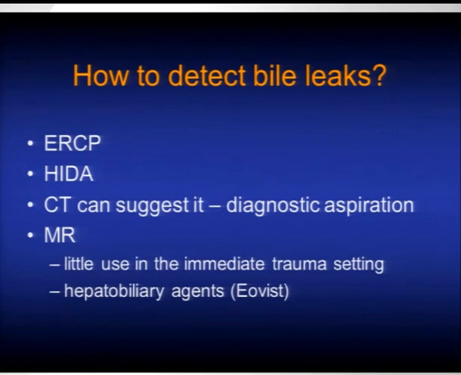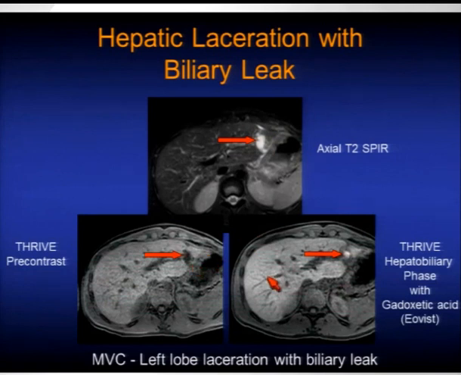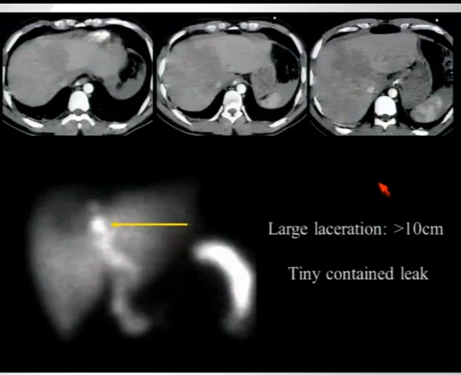An MRI, of course, is very little use in the immediate trauma setting. But using some of the hepatobiliary agents can identify some bile leaks following the patient's stabilization. You can see an example here in a patient who sustained a laceration to the left lobe of the liver. You can see the fluid signal on the T2 weighted sequence, and on the pre and post hepatobiliary phase imaging with EOVIST, you can see the contrast enhancement leaking out into the laceration, suggesting there's a small bile leak here in a biloma.